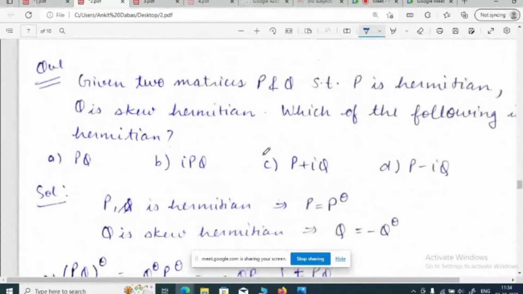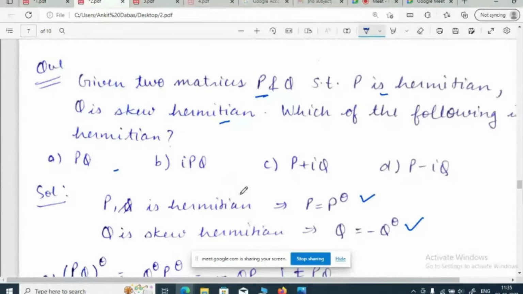So this was the question where we were given two matrices P and Q such that P is Hermitian, Q is Q Hermitian. So because P is Hermitian, P is equal to P conjugate. Q is Q Hermitian, so Q is equal to minus of Q conjugate. We are asked which of the following will be a Hermitian matrix.